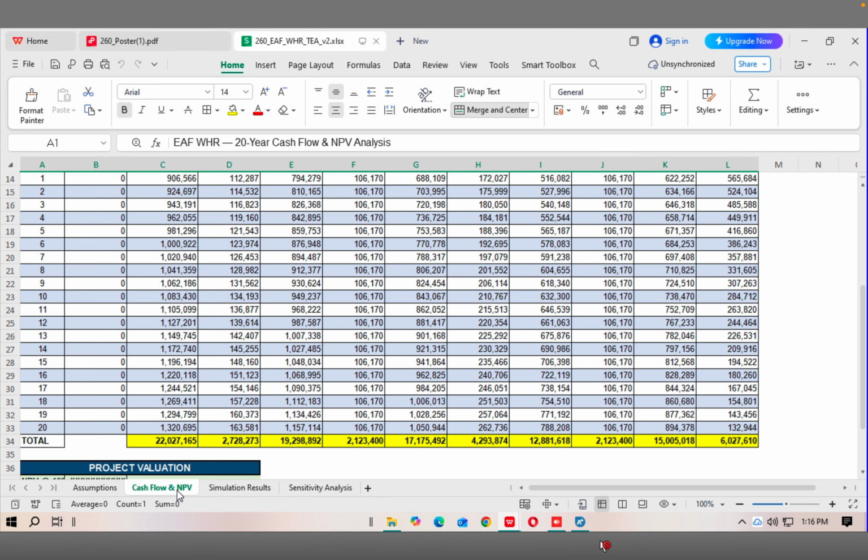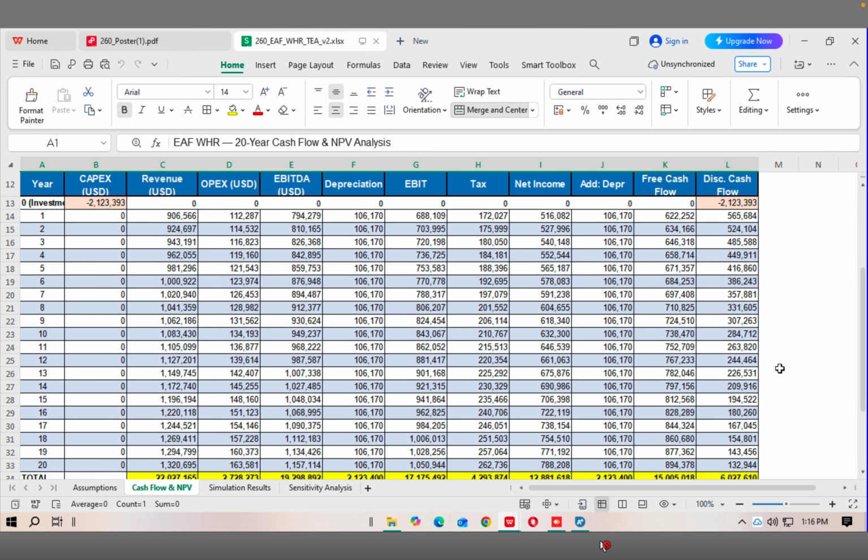For the cash flow part, the net present value over 20 years at the 10% discount rate is approximately $3.9 million US. The internal rate of return is 39.3%. CO2 emissions avoided are approximately 6,900 tons per year, with an additional carbon credit value of around $103,000 per year.